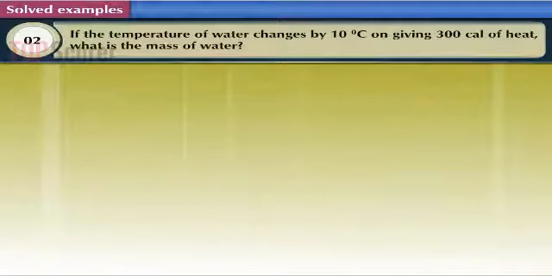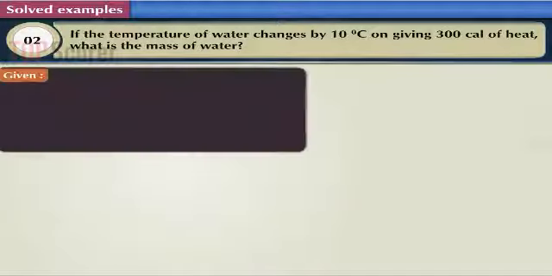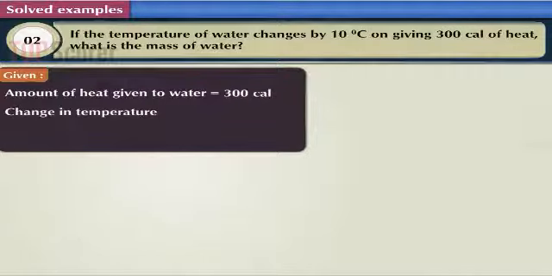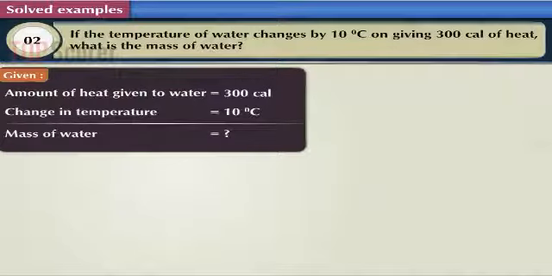2. If the temperature of water changes by 10 degrees Celsius on giving 300 calories of heat, what is the mass of water? Answer. Let us first note down the given information. Amount of heat given to water is equal to 300 calories. Change in temperature is equal to 10 degrees Celsius. We need to find out mass of water, that is M.